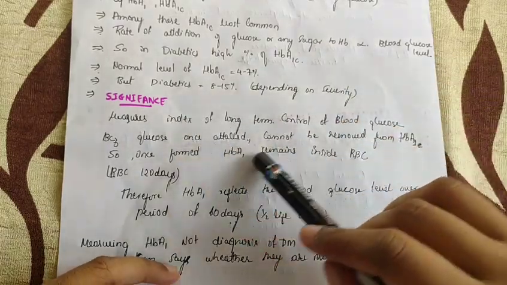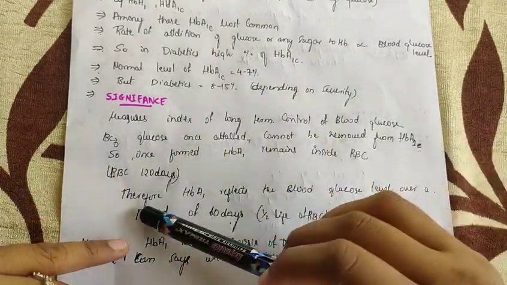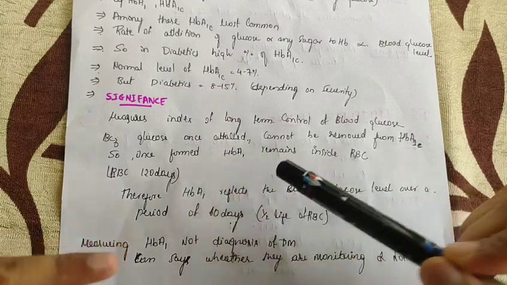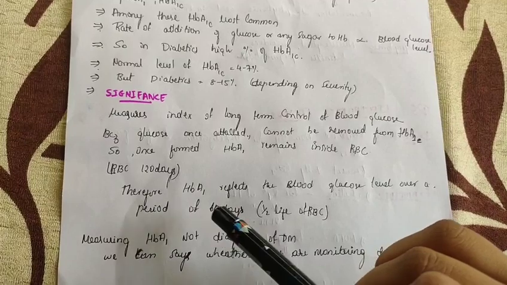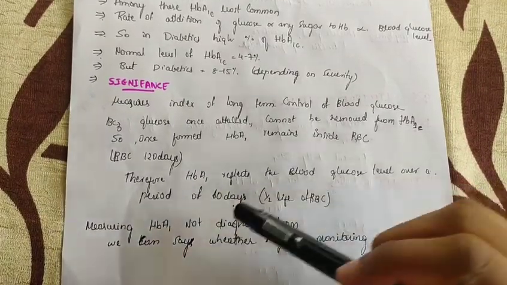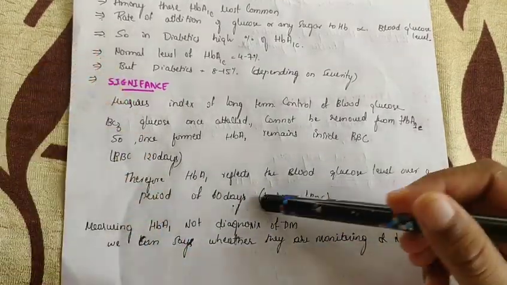Because glucose once attached cannot be removed from HbA1c, once formed, HbA1c remains inside the RBC. RBC lifespan is 120 days. Therefore, HbA1c reflects the blood glucose level over a period of 60 days, which is the half-life of RBC.